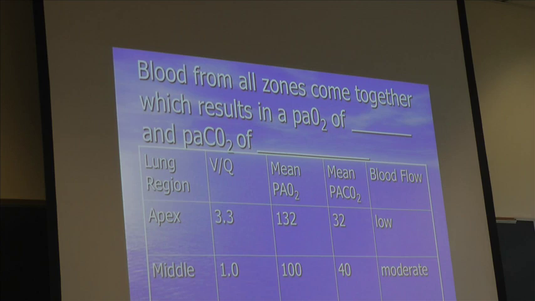All right, so looking at the different lung regions, we already talked about the VQ ratios, the amount of oxygen in the alveoli. In the apices, there's a lot of ventilation, so we see a high oxygen level. The middle, it's 100, and then the bases, it's a little less, because we have less ventilation, so the oxygen level is less. And when all of this combines, it combines to give us our PaO2 of 90 to 100.